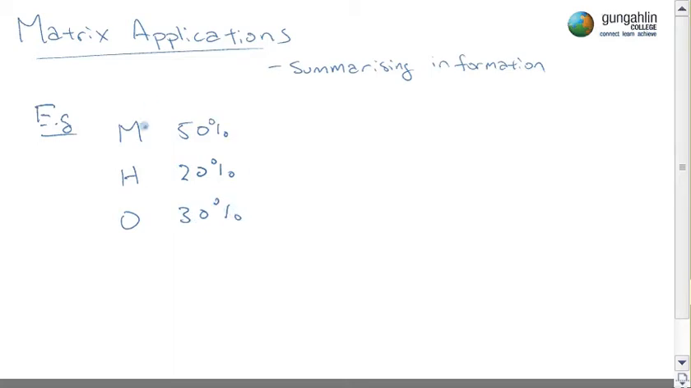So that's in a table form, but I could also write this as a matrix, right? I could say that the market share, so I might call the matrix M. This M now is for market share, not for McDonald's. I'd write it as a decimal instead of percentages: 0.5 is the same as 50%, 0.2 is the same as 20%, and 0.3 is the same as 30%. This would be McDonald's, this would be Hungry Jack's, and this would be Oporto. That's the matrix representing the market share of those fast food restaurants.